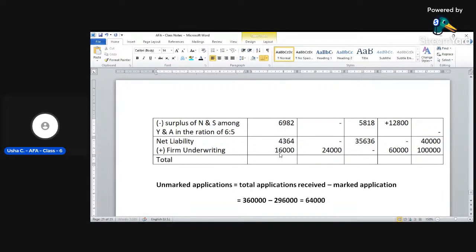Now, if you add this balance, what you get is called the total liability. How much is the total liability? Add this: 20,364, then 24,000, then 35,636, then 60,000, and the total must be 1,40,000. This is the total liability of the underwriters.